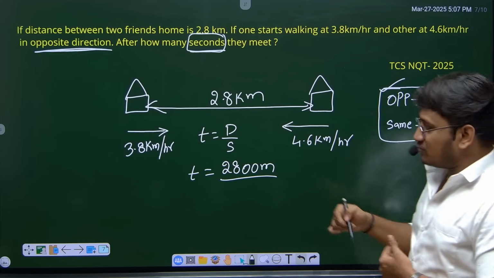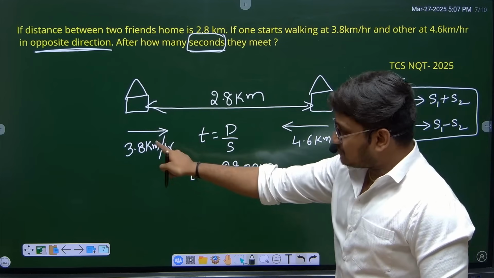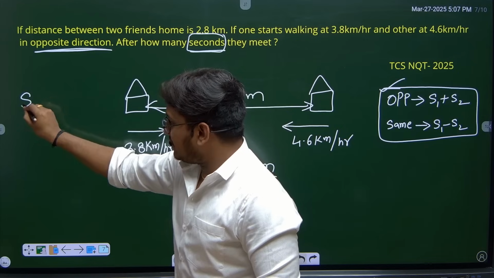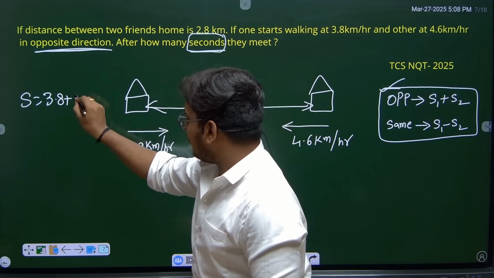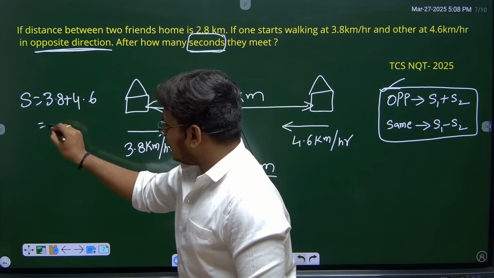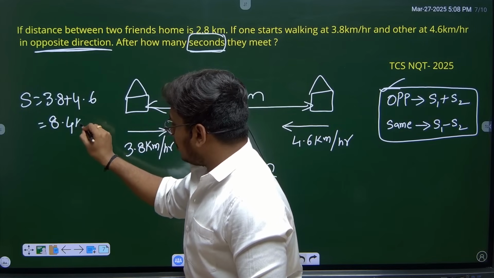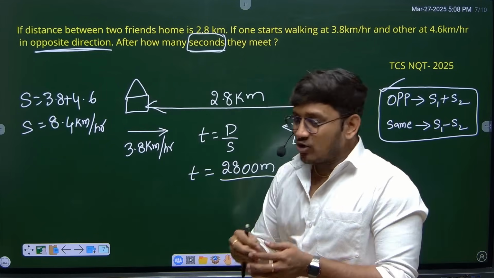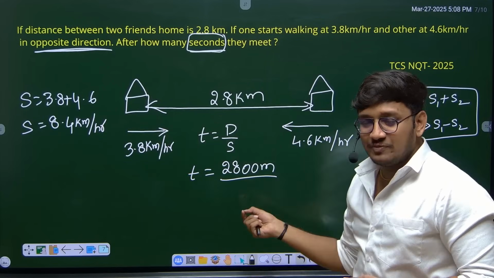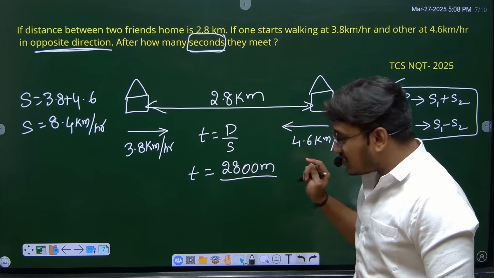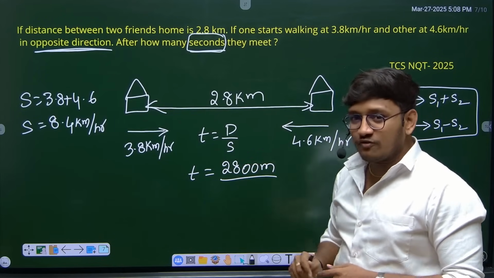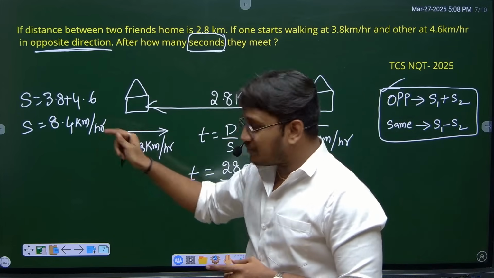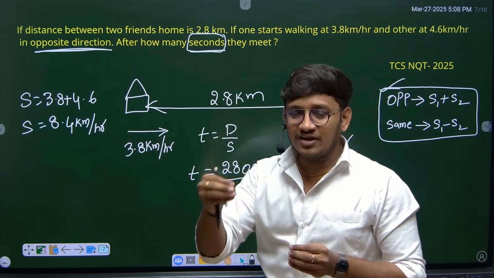Okay, now let's come to the point. The speeds are also in kilometers per hour. Now if I add, the speed is 3.8 plus 4.6, which is 8.4 kilometers per hour. But I cannot substitute that 8.4 in the place of speed, because here we consider distance in meters. When we substitute the value of speed, it should be converted into meters per second. Now, how can we convert kilometers per hour into meters per second?